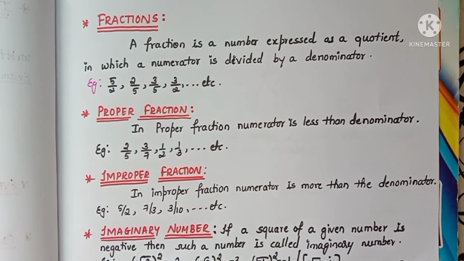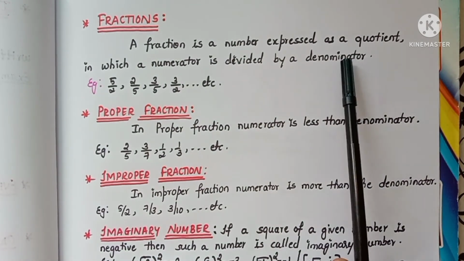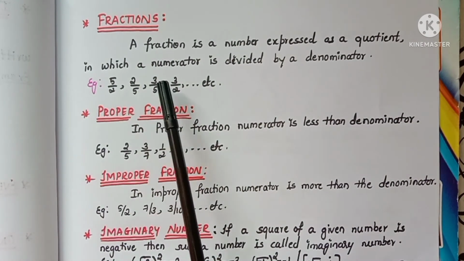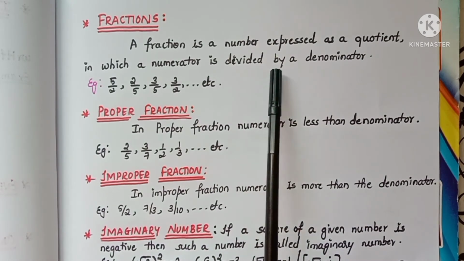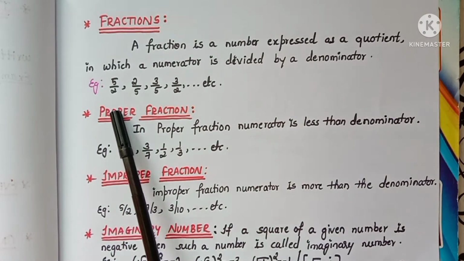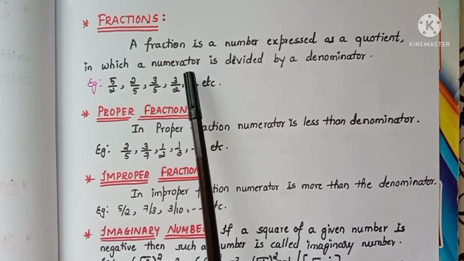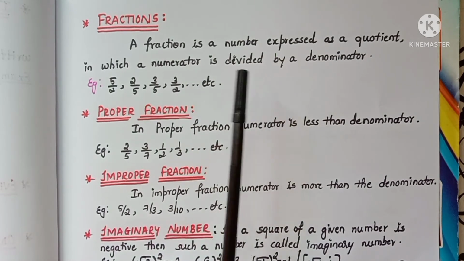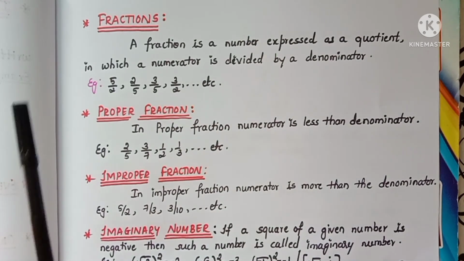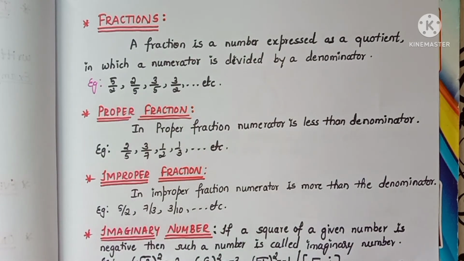Let's see what is fractions. A fraction is a number expressed as a quotient in which a numerator is divided by a denominator. Example, 5 divided by 2, 2 divided by 5, 3 divided by 5, 3 divided by 2, etc. are what? Fractions. Here 5 is what? Numerator. 2 is what? Denominator.